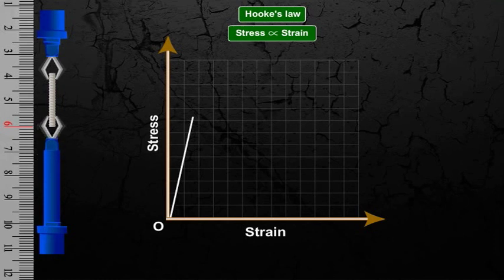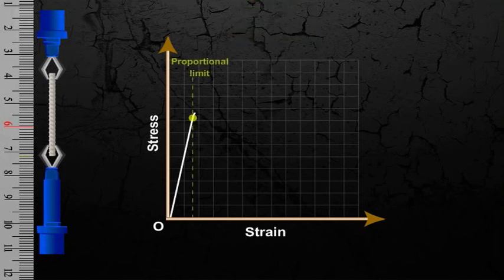Now, let's increase the load further. And what do we see? After a certain point, look at the graph. The wire is not following Hooke's law. That is, stress is no longer proportional to the strain. But if you release the stress, the wire still goes back to its original length. The limit of this behavior in the stress-strain curve, that is this point, is known as the yield point.